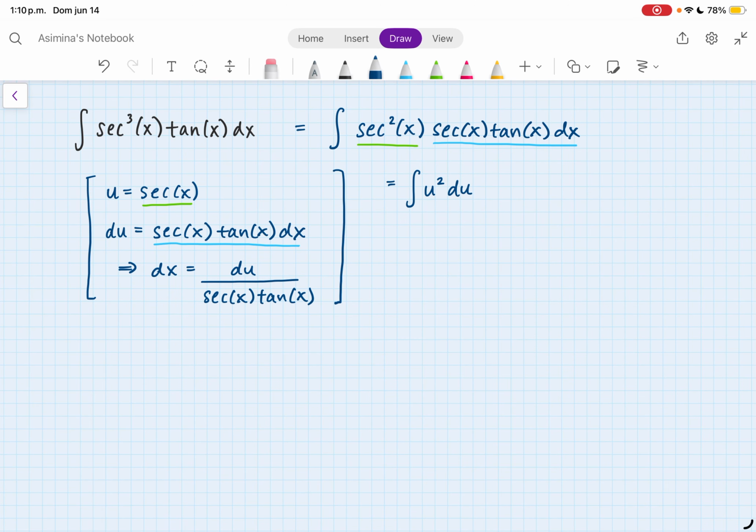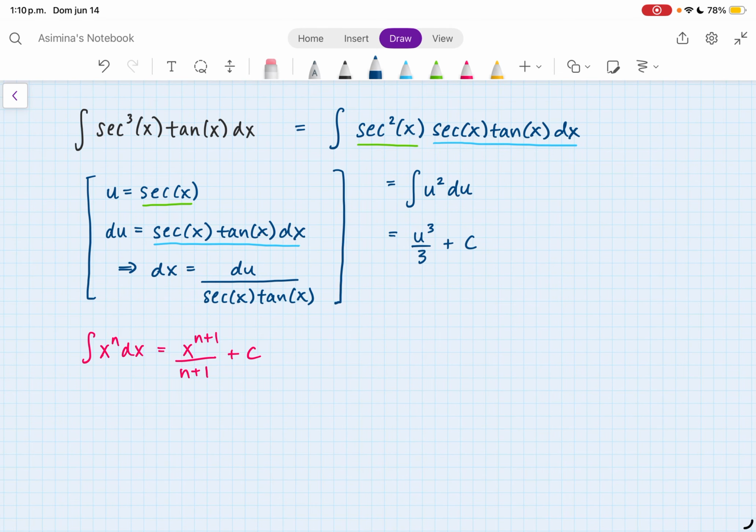Okay, great. Now what? Well, now I can use the power rule for antiderivatives, or for integrals, right? So this tells me that the integral of x to the n dx is equal to x to the n plus 1 over n plus 1 plus c. So if I have u squared, the integral of that should be u cubed over 3 plus c. Are we done? Not quite.